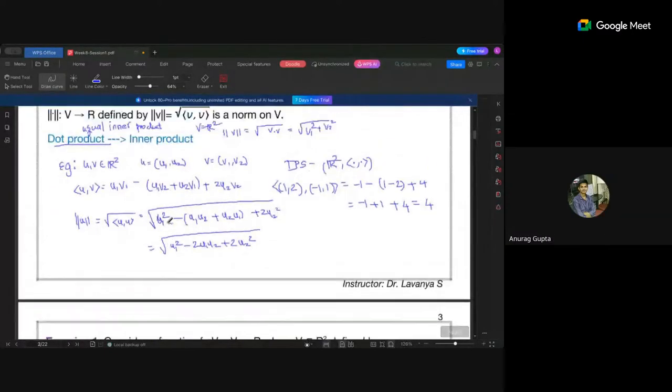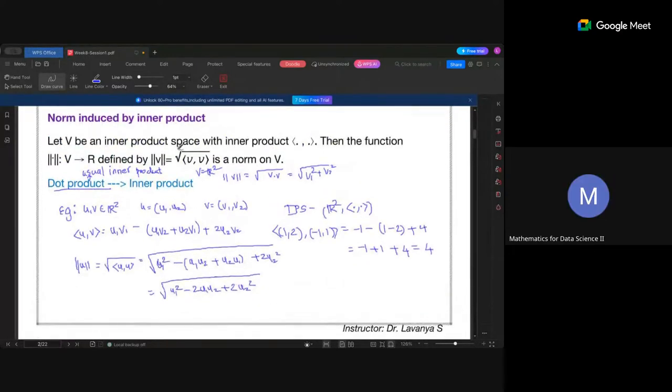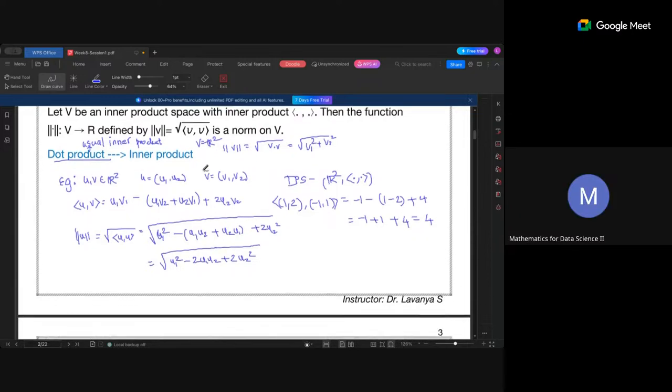In case of the norm of U, we take the inner product of U with U. The norm is defined in this way: the same vector we take two times, and take the square root.